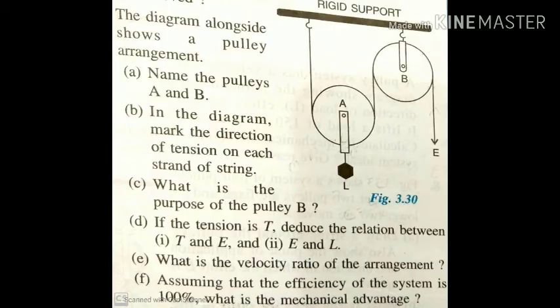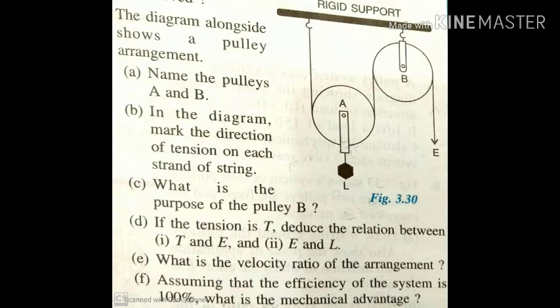Now coming to the third question of this section. The diagram alongside shows a pulley arrangement. Look at the picture. Name the pulleys A and B. In the diagram, mark the direction of tension in each strand of string. What is the purpose of the pulley B? If the tension is T, deduce the relation between T, E and L. What is the velocity ratio of the arrangement? Assuming that the efficiency of the system is 100%, what is the mechanical advantage? Let us have a close look at the diagram given there. It is very important to understand the diagram given.